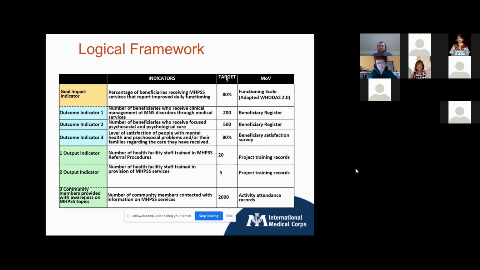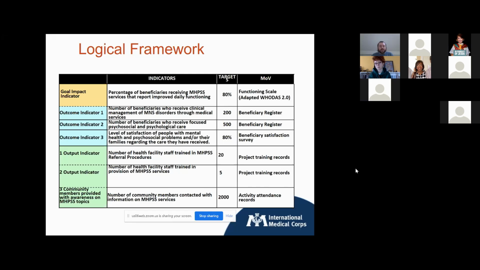The means of verification here is the same, the beneficiary register. This is due to the fact that beneficiaries will often, if not nearly always, receive different types of services. We don't use different registers or different means of verification for these two indicators due to this fact. The one database will give us the information that we need for verification on the number of beneficiaries, as well as any additional information that is required also.